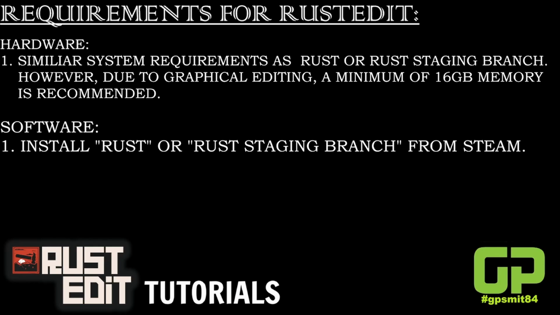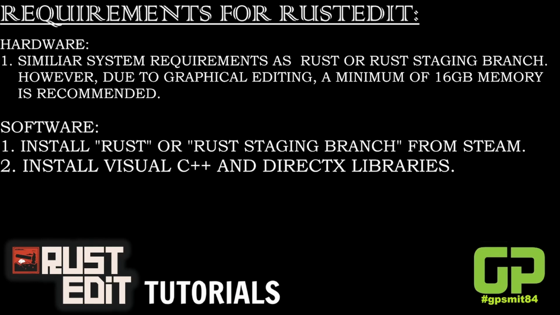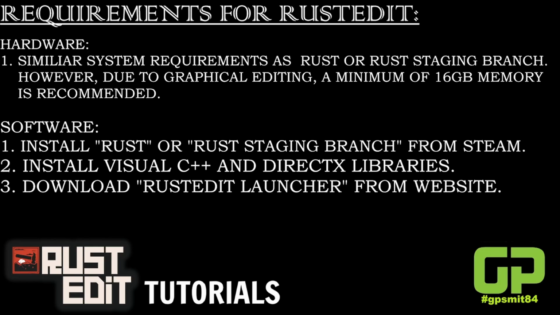Along with the installation of Rust, you need to have your Visual C++ libraries and your DirectX libraries installed. You may download and install these yourself if required. Lastly, we need to download our RustEdit launcher from the RustEdit website. Now let's head over to that site where we can download it quickly.